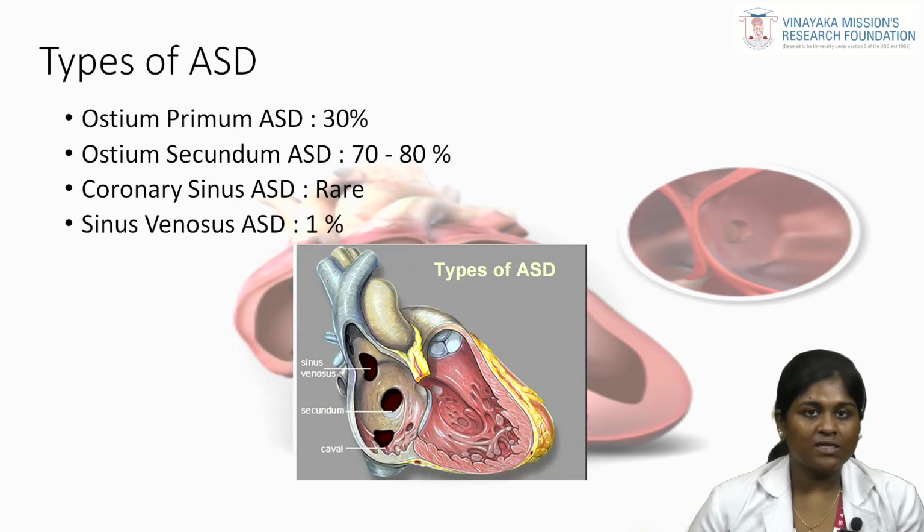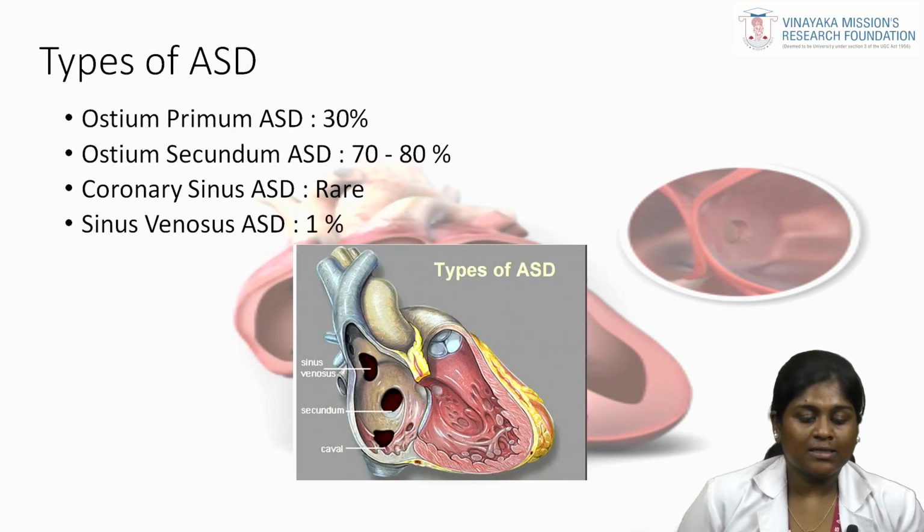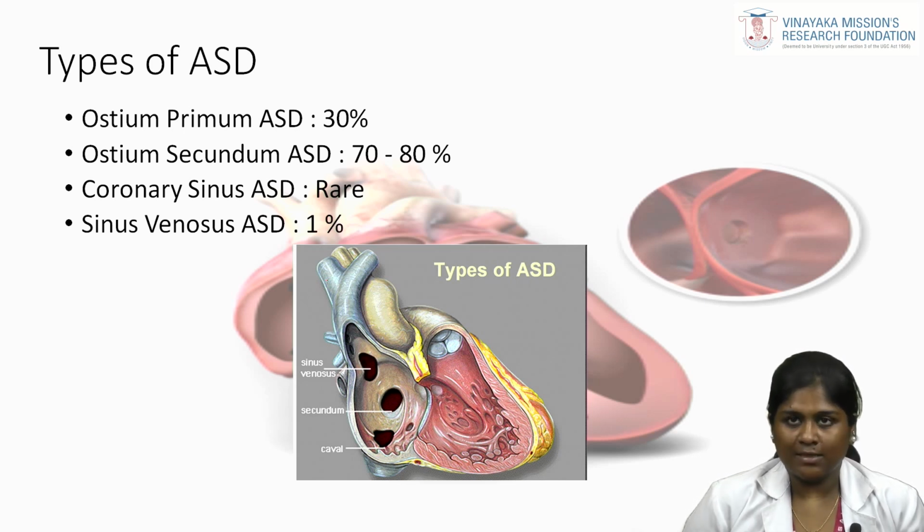Next we have the types of ASD, that is, the types of atrial septal defect. First, ostium primum atrial septal defect, then ostium secundum atrial septal defect, then coronary sinus atrial septal defect, and sinus venosus atrial septal defect. The most common atrial septal defect is ostium secundum ASD, and later we have ostium primum ASD, then sinus venosus, and the most rare ASD type is coronary sinus.